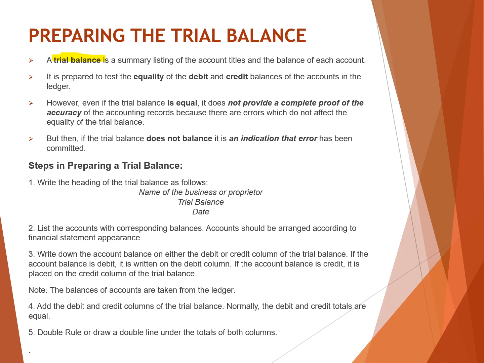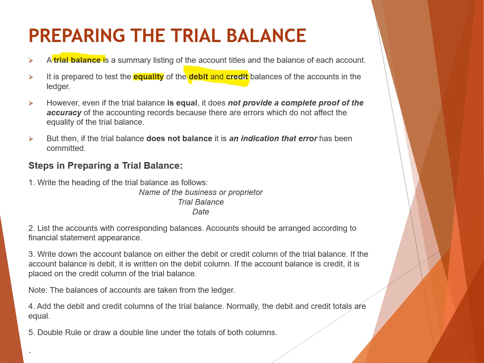Okay? Kaya nga makikita natin, sunod-sunod yun eh. Mula sa journal, ililipat mo sa ledger. Tapos kikwentahin mo sa ledger kung magkano yung balance, at saka whether it is debit or credit. Now, pag na-find out mo na kung magkano yung balance, ililipat mo naman mula sa ledger papunta sa trial balance. Ayan. So, it is prepared to test the equality of debit and credit.